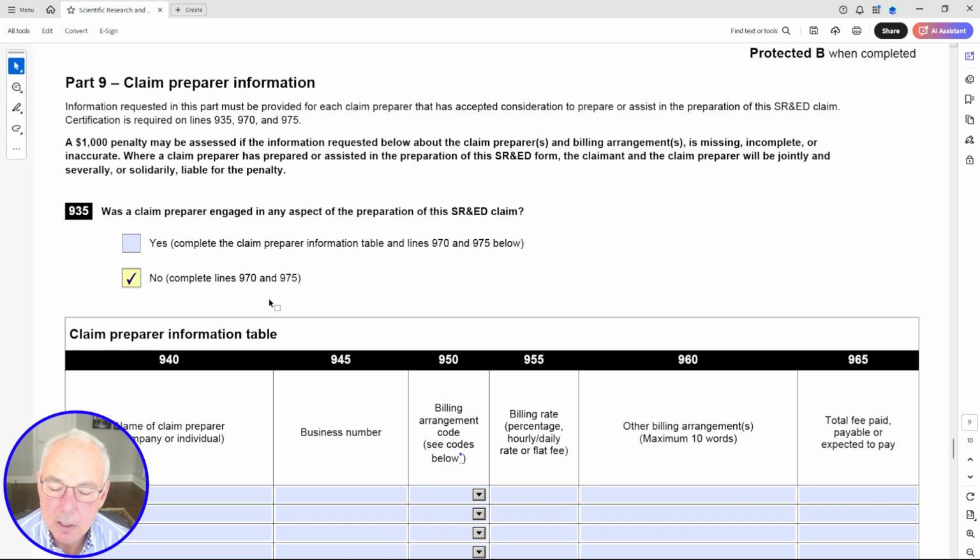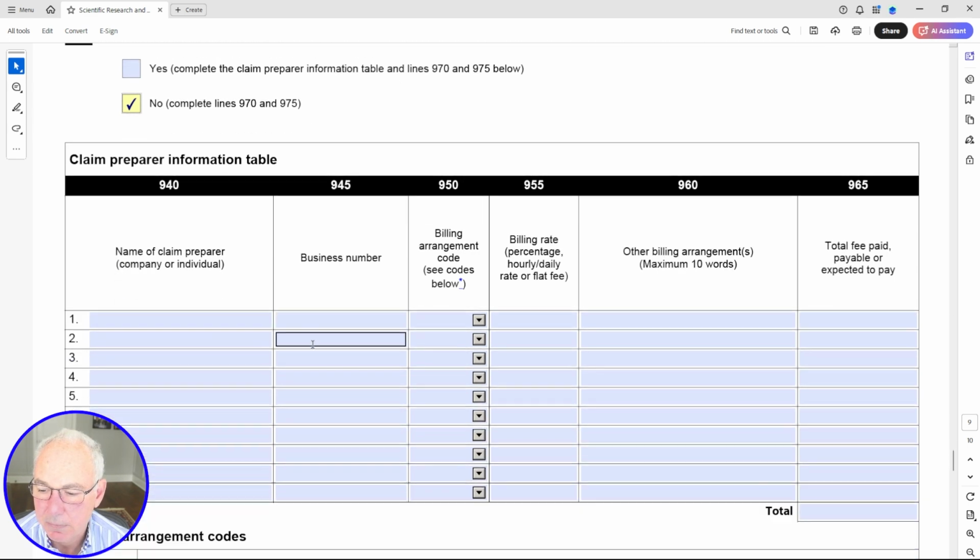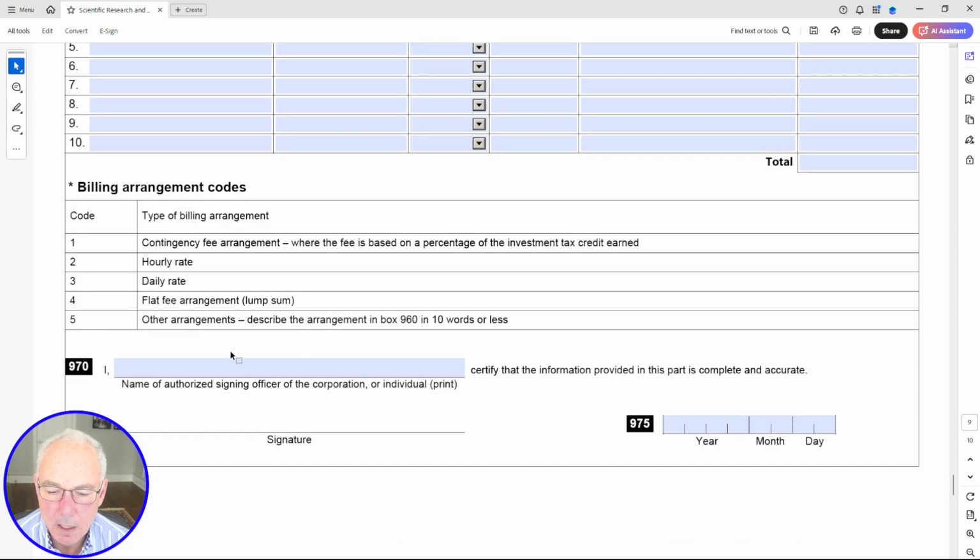And we're going to click on no because we prepared this internally. So it says complete lines 970 and 975. So let's scroll down here. 970, we put the name of the signing officer of the corporation. So this may or may not be the same person who filled in the form. It has to be a person who's registered with the CRA as an officer.